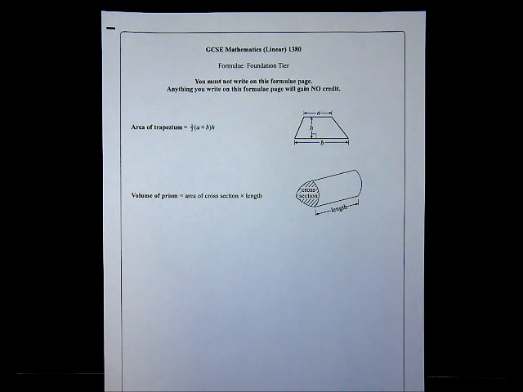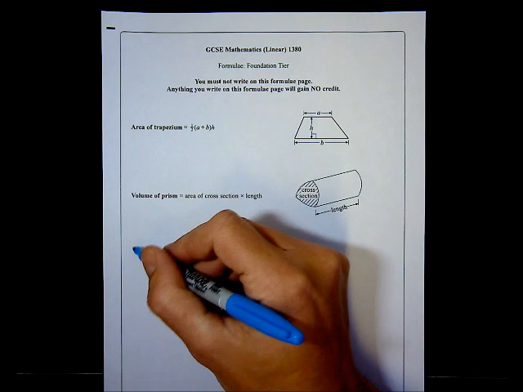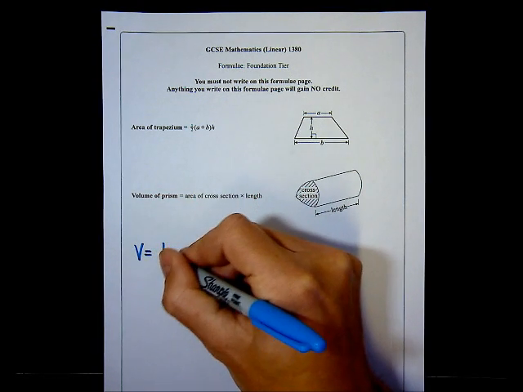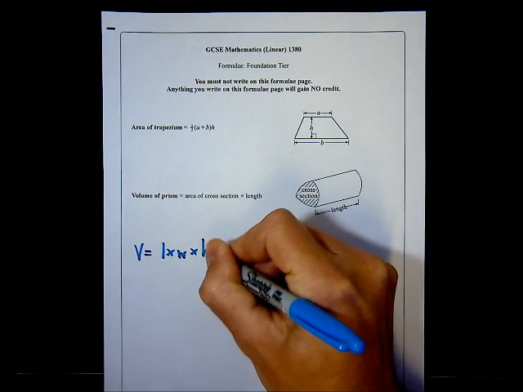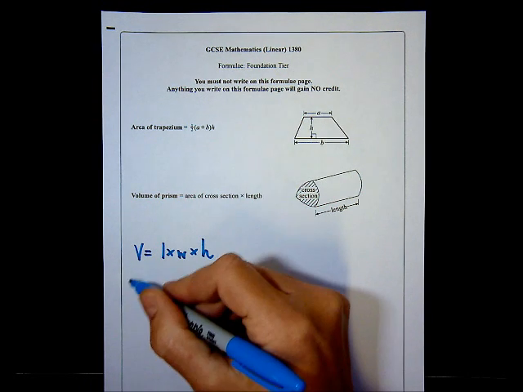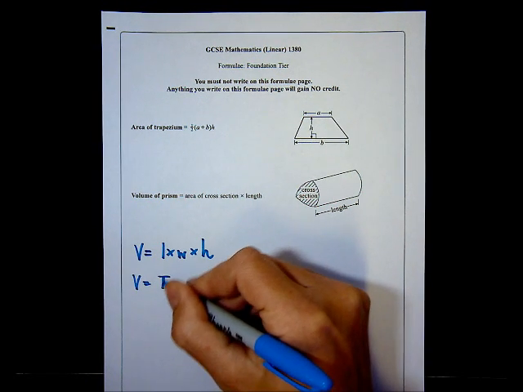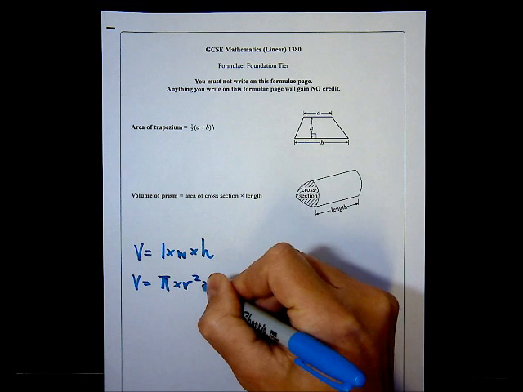Again, as in any examination, when I get to the formula page, I'm going to write down any formulas I know that I might need to remember during the course of the exam. For example, I might want to remember that the volume of a cuboid is the length times the width times the height, or that the volume of a cylinder is pi times the radius squared times the height.